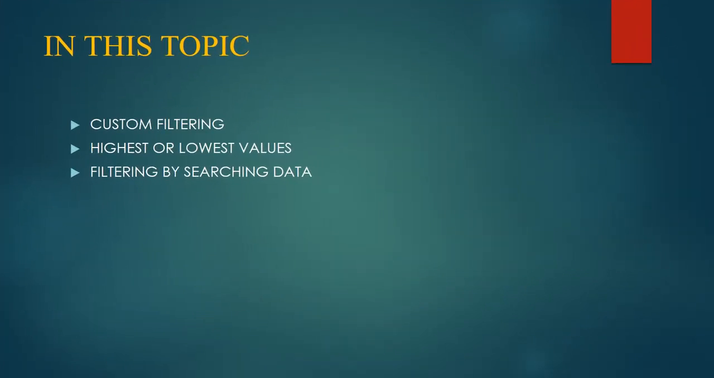In this filtering topic, we are going to see three subheadings: custom filtering, highest or lowest value filtering, and filtering by searching the data. Under these three topics, we are going to see a brief about what filtering is. First we will see what custom filtering is. Let's see what a custom filter is.